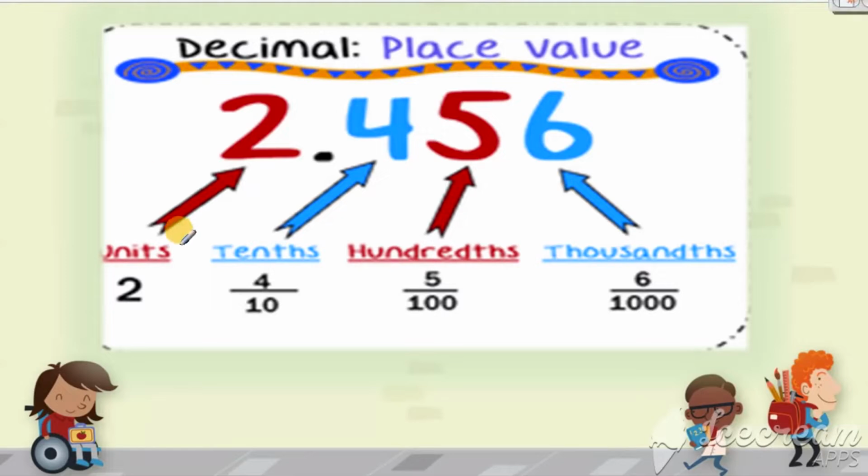Okay, let's see this. I'm going to write here 0.4, and here 0.05, and here 0.006. Okay, this is the value of the decimal part.